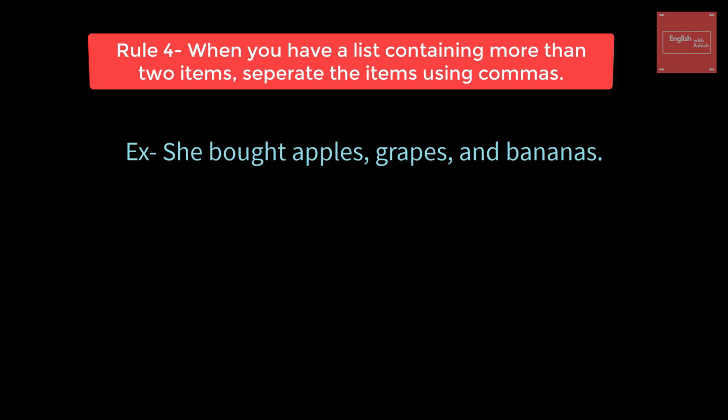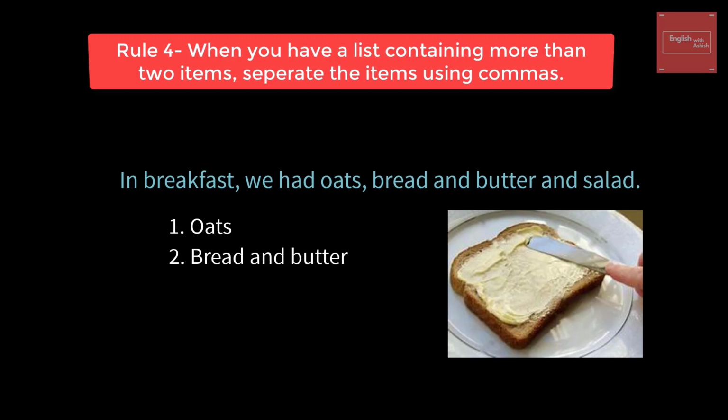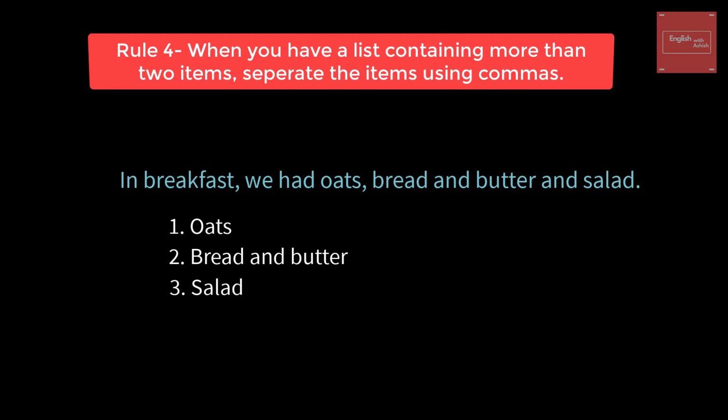Okay, the sentence is, in breakfast, we had oats, bread and butter, and salad. Now, you might be thinking that we have 4 items here that are oats, bread, butter, salad, which is not the case. We have 3 items only that are oats, bread and butter, which is considered as one thing here, bread and butter on the top of it. All right, that's what it is, and salad.